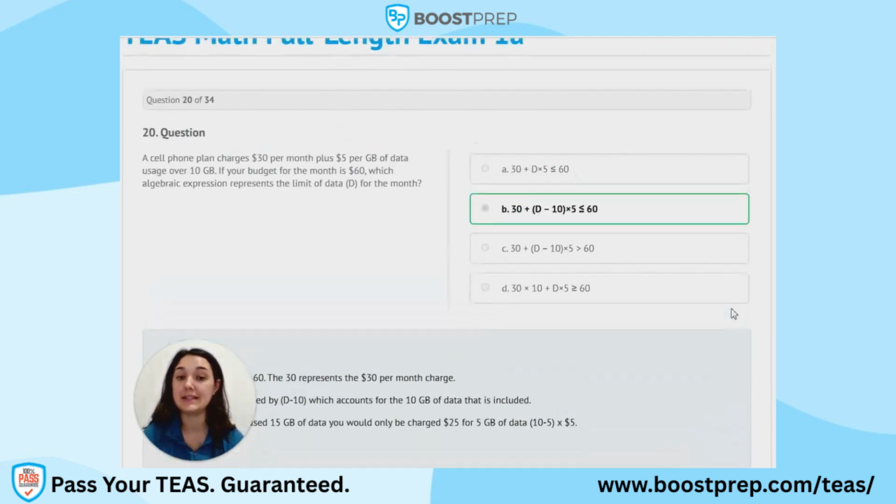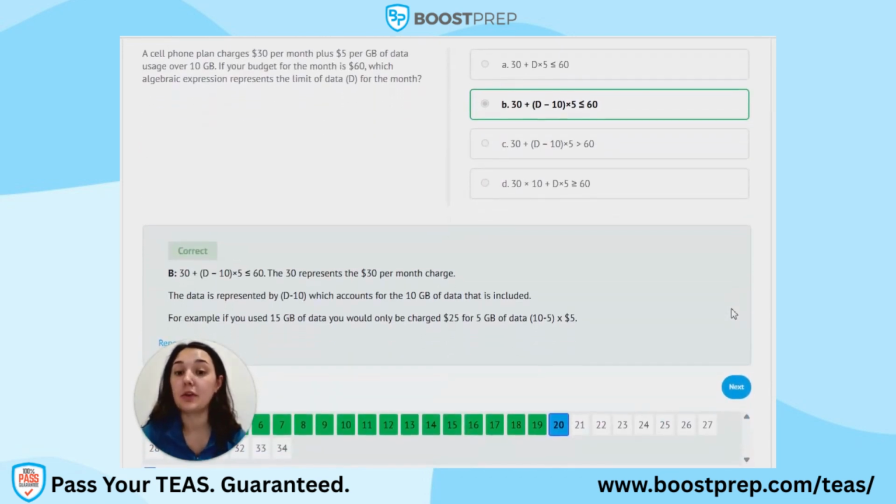The correct answer is B. The 30 represents the $30 per month charge. The data is represented by D minus 10, which accounts for the 10 gigabytes of data that is included. For example, if you used 15 gigabytes of data, you would only be charged $25 for 5, so it would be 10 minus 5 times 5.